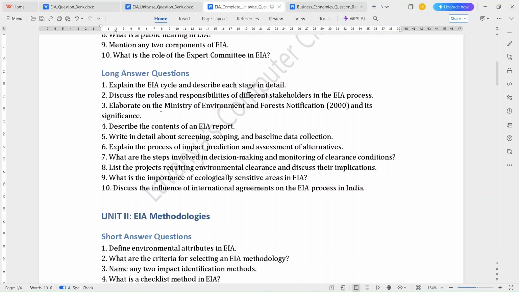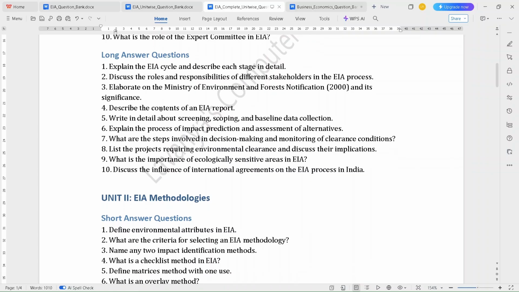The long answer questions are: explain the EIA cycle and describe each stage in detail. Discuss the roles and responsibilities of different stakeholders in the EIA process. Elaborate on the Ministry of Environment and Forest Notification 2000 and its significance. Describe the contents of an EIA report.